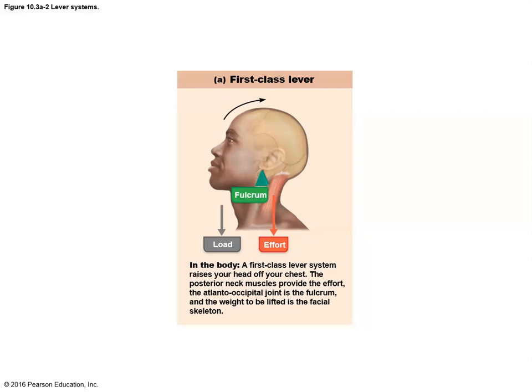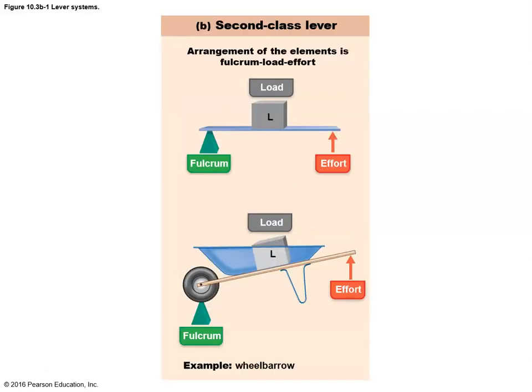This works nicely because you want the head to go both ways, but you don't necessarily want it to be advantaged or prone to one particular direction over the other. A second-class lever has an input on one end, the fulcrum on the opposite end, and the output somewhere in the middle. The example here is a wheelbarrow.